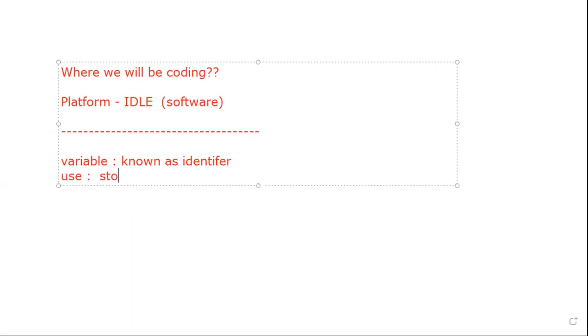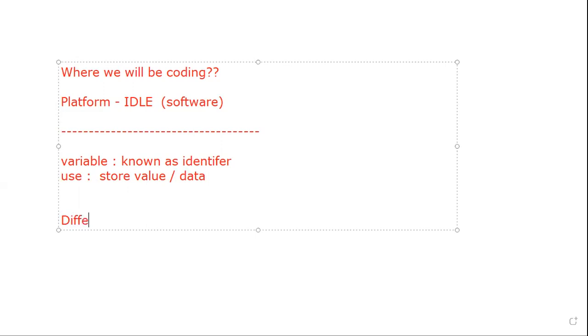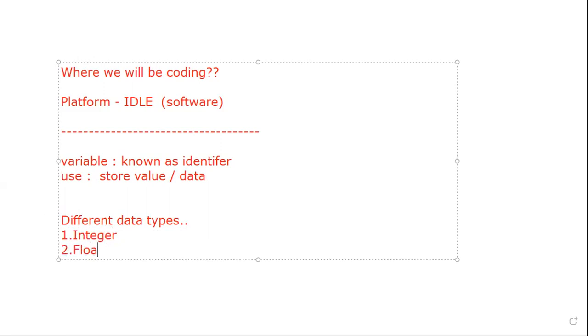The use of a variable is to store a value, or you can say data. Now, how is your data or value stored, and which type of data? We have different data types. Actually, we have many data types, but today we are going to focus on only three. The very first is integer, the second is float, and the third is string.